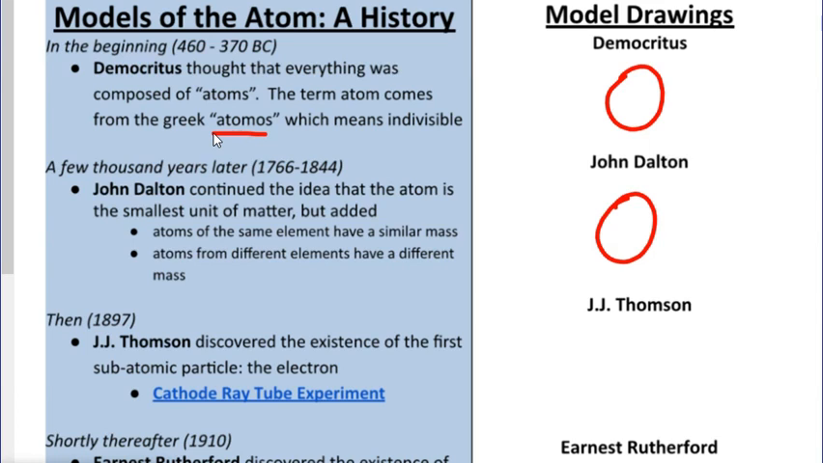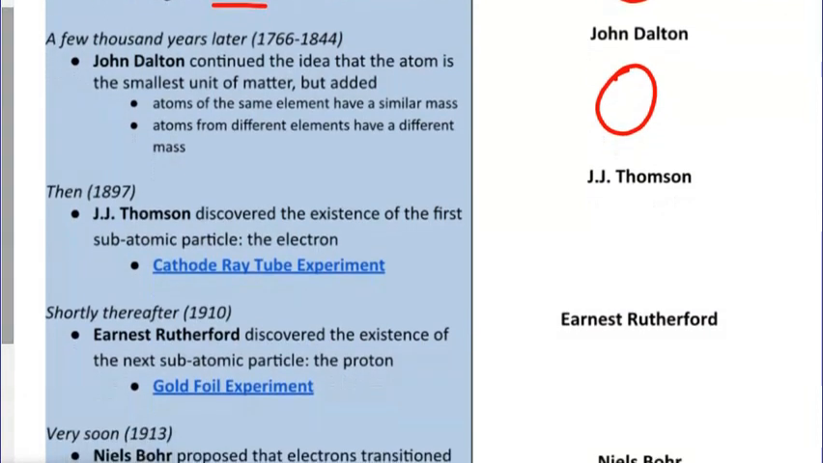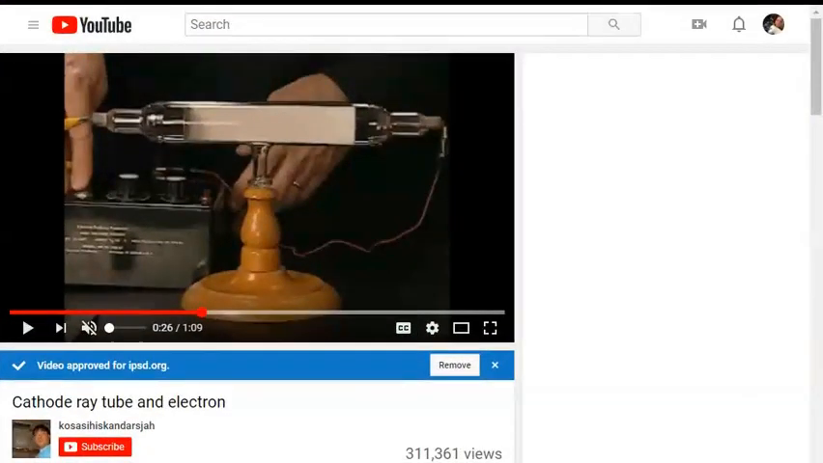It wasn't until about 50 years later that J.J. Thomson discovered the existence of the first, what we call a subatomic particle, meaning below the atomic level, pieces that build together to make up atoms, even smaller than atoms. And so this first subatomic particle that was discovered was the electron. His experiment is called the cathode ray tube. And I've got a little video here that's going to be a good visualization of this cathode ray tube experiment.